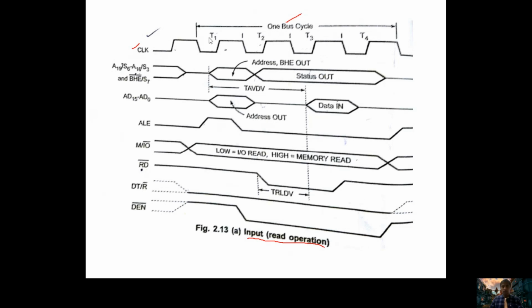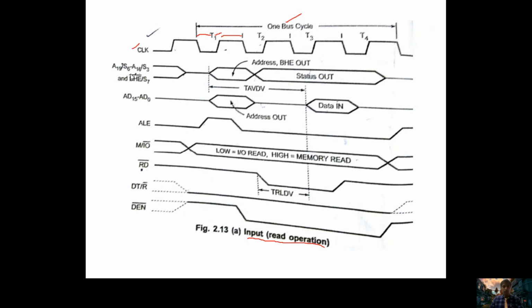In this, T1 is the first interval. From this point to this point, we call it T1. T1 is the first part of the machine cycle. Then this is T2, T3 and T4. Total T1, T2, T3, T4 put together, we call one bus cycle, one machine cycle or one clock cycle. Now, let us see first. In 8086, straight away adjacent data lines are not available.